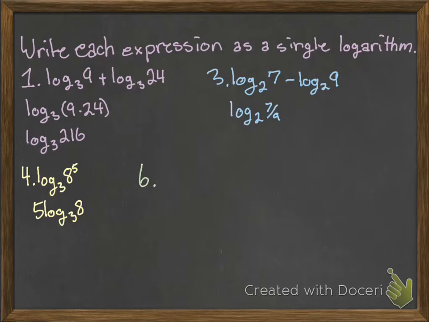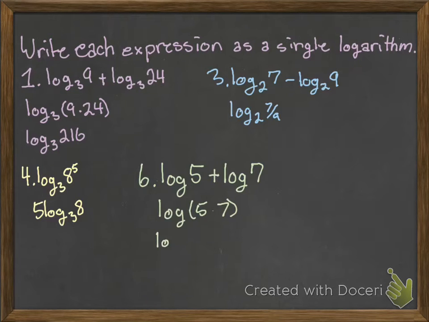I'm going to let you do this one by yourself and explain it out. Log of 5. What's my base there? 10. That's our common base. Plus log base 10 of 7. Then you just multiply 5 and 7, and it comes out to log of 35. There we go. Good deal.